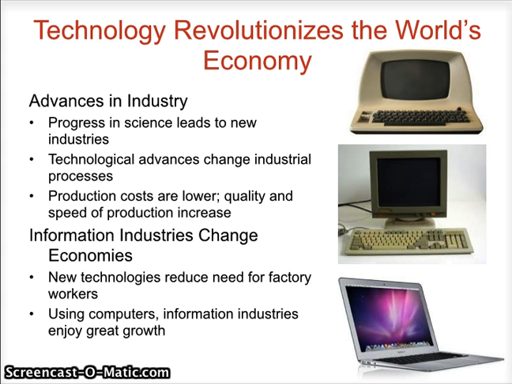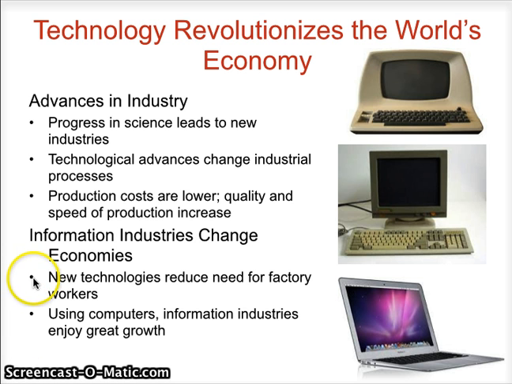Another example of this is also how production is being developed in factories. So things like robotic arms are being developed in car factories, making a higher quality car at a faster pace. So no longer do we always need to use humans in factories, but now we're actually using more advancements in technology. Information industries change economies as well.